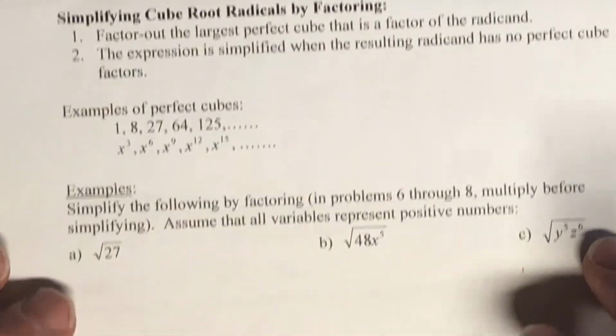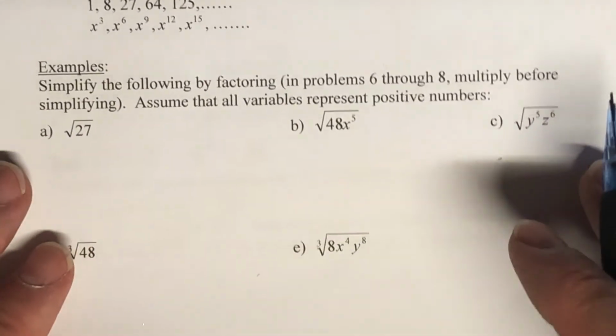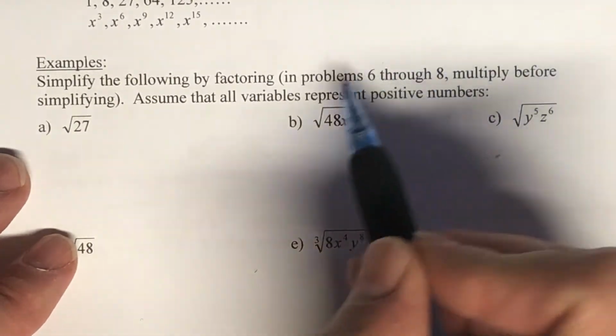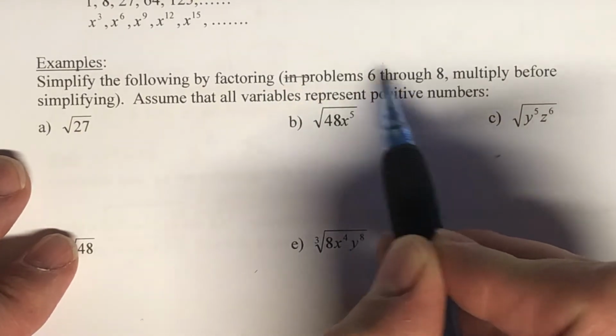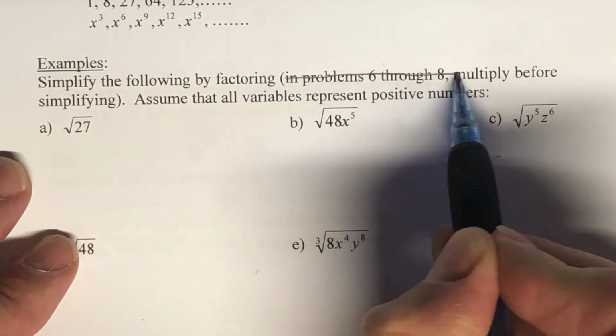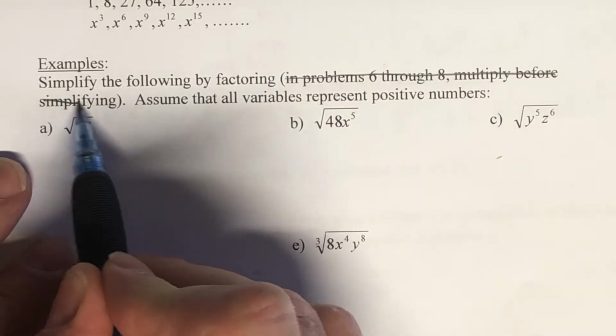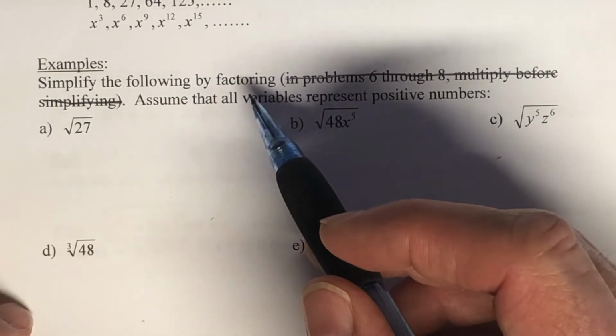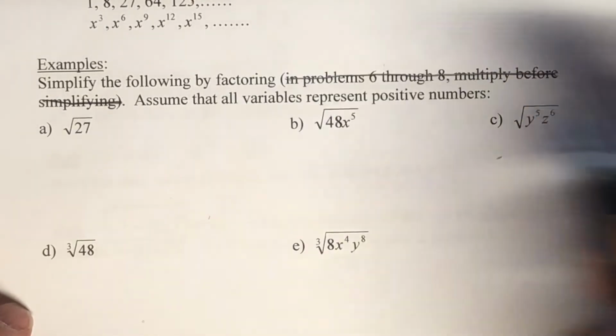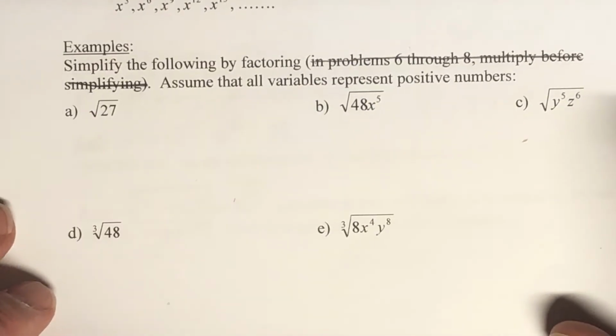But the goal when you simplify a radical, and by the way, we're going to get rid of this thing in parentheses right here. There are no problems 6 through 8 here. You can cross that out. But we are going to be simplifying as the rest of the directions say right here. We're going to do it by something called the factoring method. Okay, and let's jump into it here.